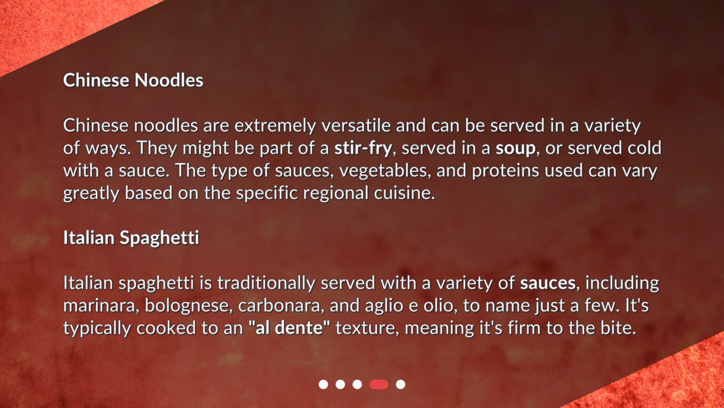Italian spaghetti is traditionally served with a variety of sauces, including marinara, bolognese, carbonara, and aglio e olio, to name just a few. It's typically cooked to an al dente texture, meaning it's firm to the bite.